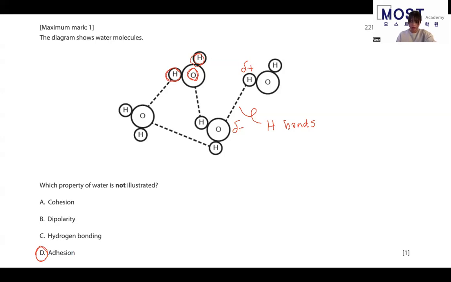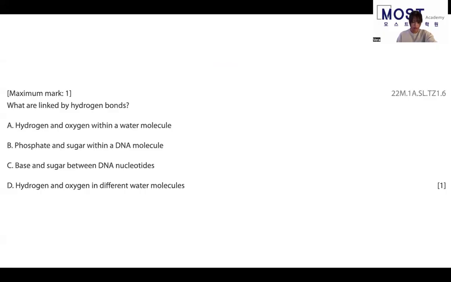All right, and moving on. Let's look at one more question, number 6 from the 2022 May paper. What are linked by hydrogen bonds? So this is a really important concept when learning about molecular interactions, especially in water and in DNA. I know we didn't cover DNA in this video, but I assume everyone had covered this topic in semester 1 at school. So let's go through each option carefully.